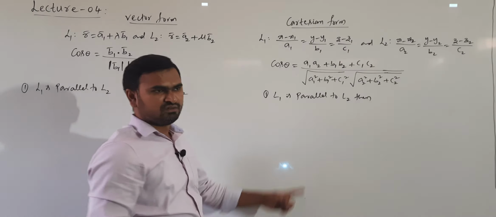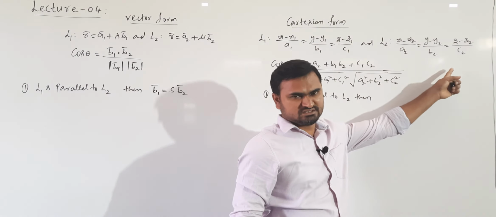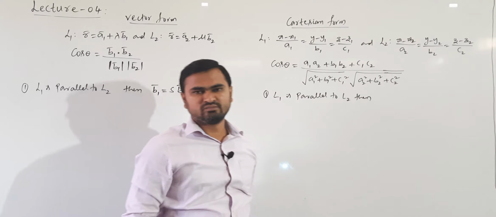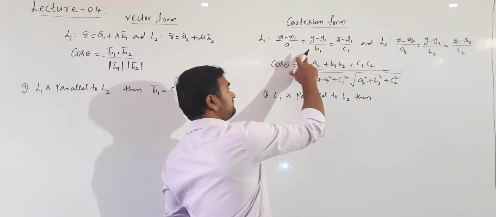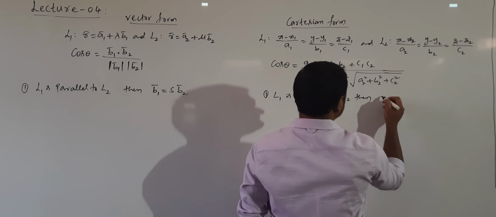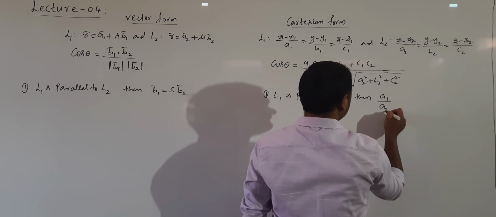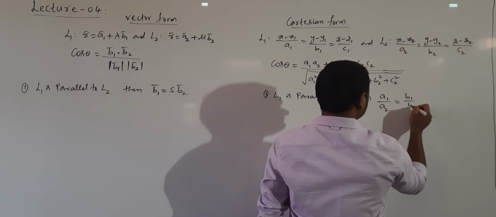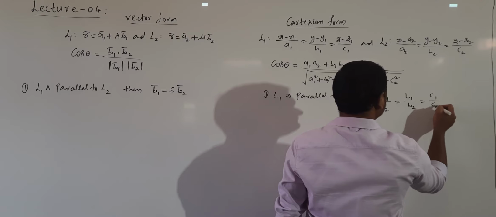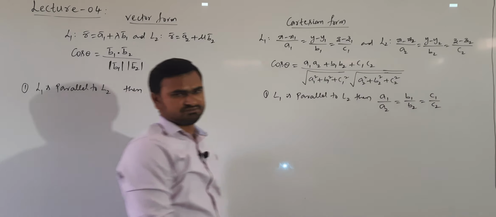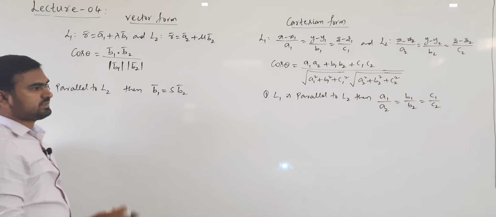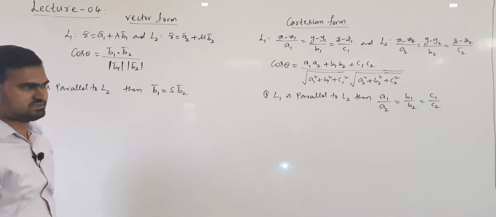What is the condition in Cartesian form? Two lines are parallel means their DRs should be proportional. DRs of first line we know, DRs of second line we know. So DRs are proportional means a1 by a2 should be equal to b1 by b2 is equal to c1 by c2. So lines are parallel, these are the conditions.